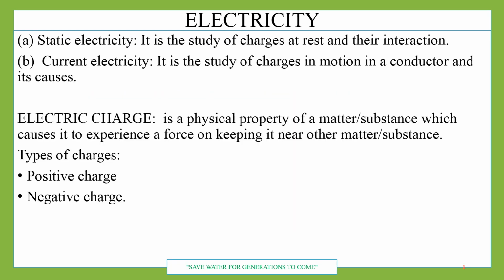Now, electricity is of two types. We were talking about some examples here. These were examples of static electricity. So electricity is divided into two parts. It is of two types: static and current.